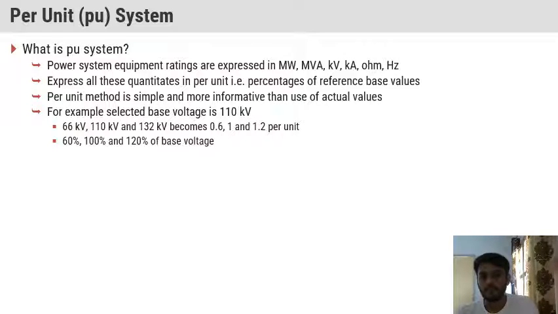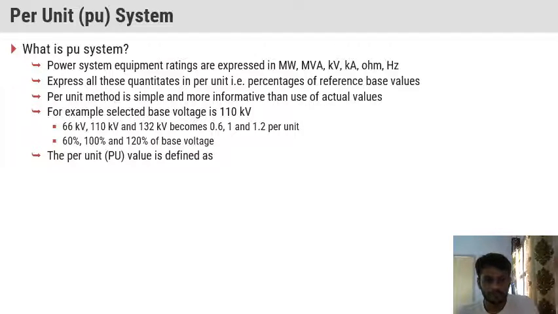Now if we want to convert 110 kV into per unit, and similarly we take 110 kV as the base value, then we get 1 per unit. So simply we divide the real or actual values by the base values. And if you want to convert into a percentage, then simply multiply the per unit values by 100.